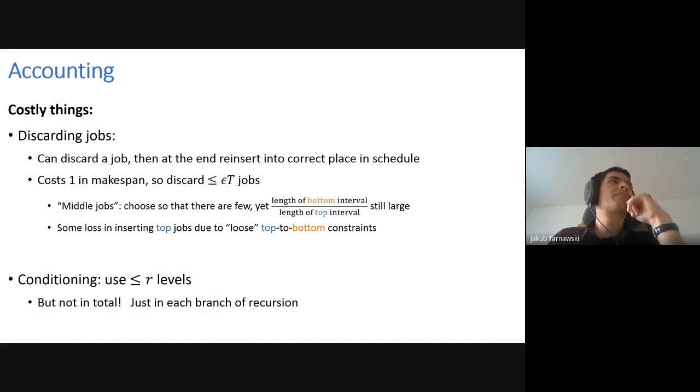Okay, and the thing that we also want to account for is the number of levels that we use. So this is actually really nice. I really like this point that at the bottom of our recursion, we actually schedule everything just by conditioning. So at the end of the day, we condition on every job, but we don't have n levels to use. So this recursion really helps us.